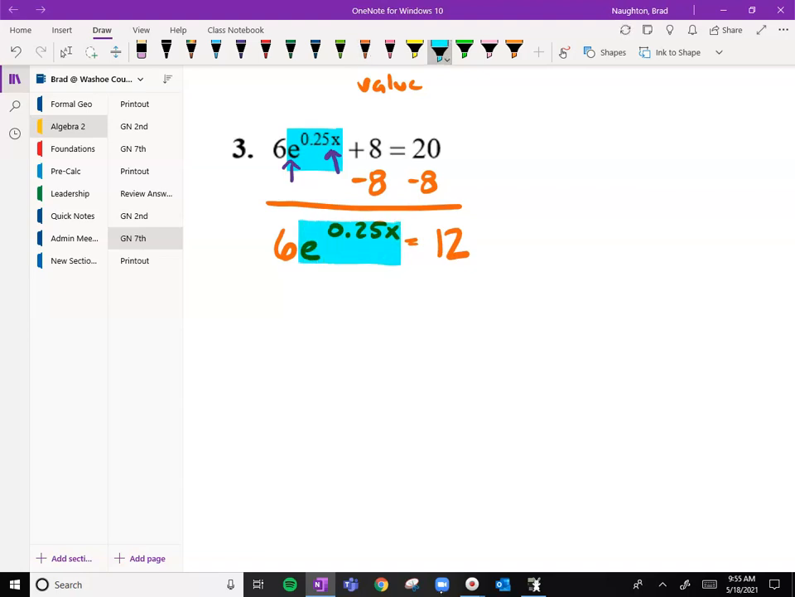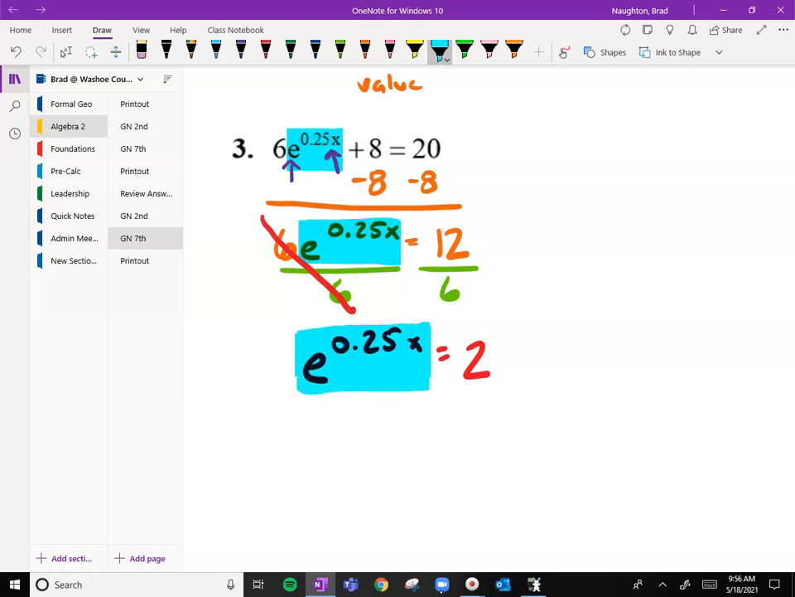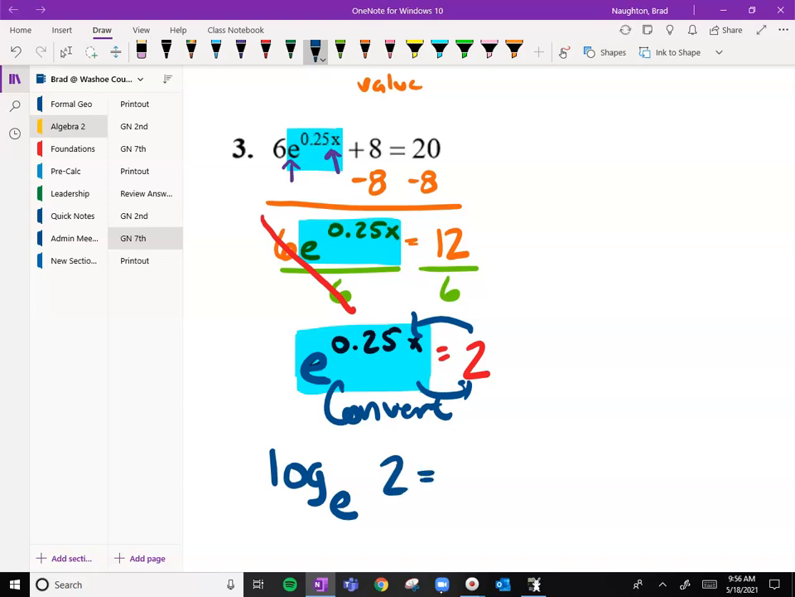And again, I want just this e by itself. So I'm going to divide both sides by 6. And so these 6's will cancel. So what's left is e to the 0.25x is equal to 2. Now, since this is the only thing left on that side, we're going to go ahead and convert. So in this case, my base is e, so I have log base e. And then we're going to do our switcheroo. So of 2 is equal to 0.25x.